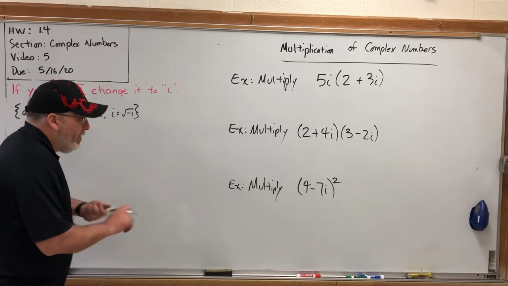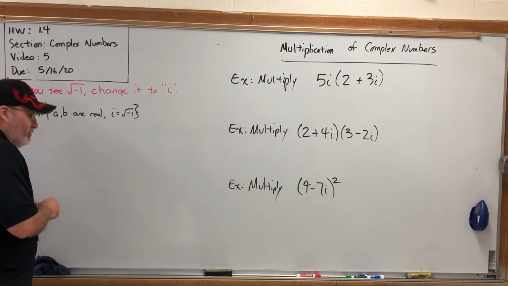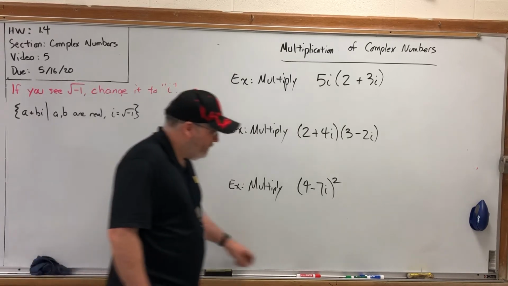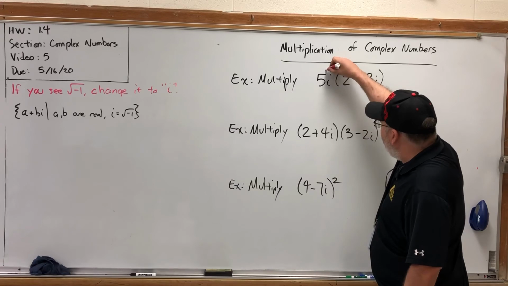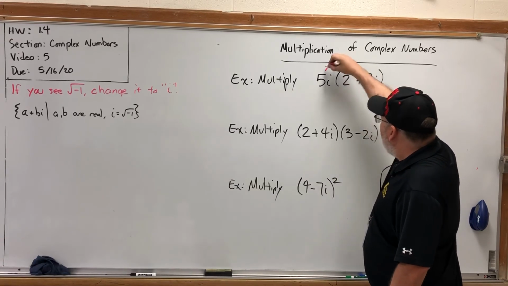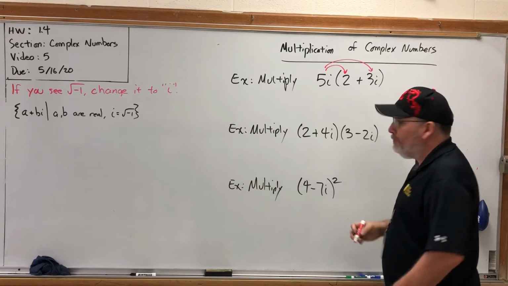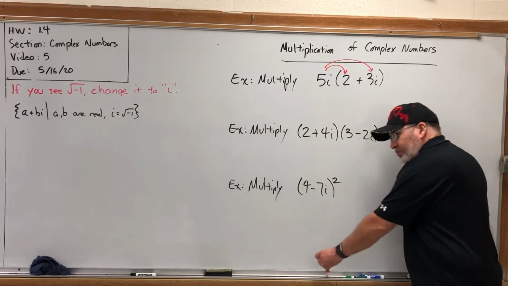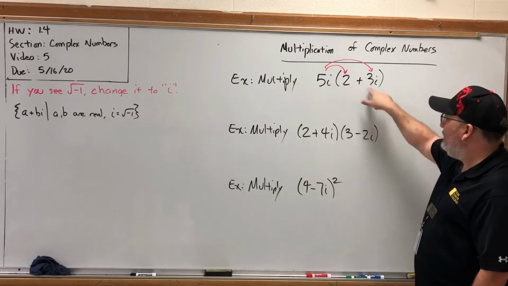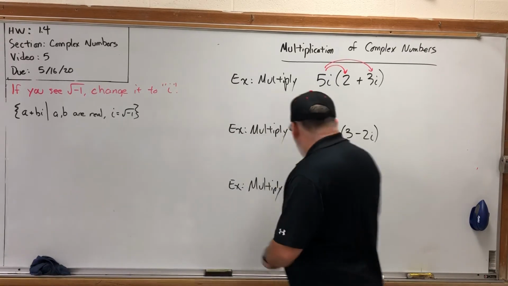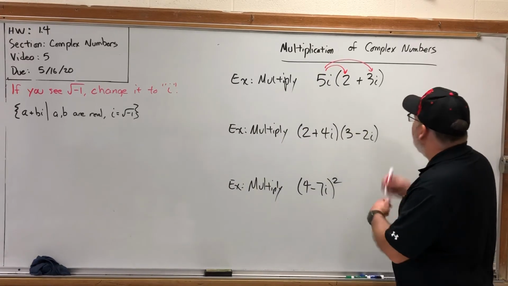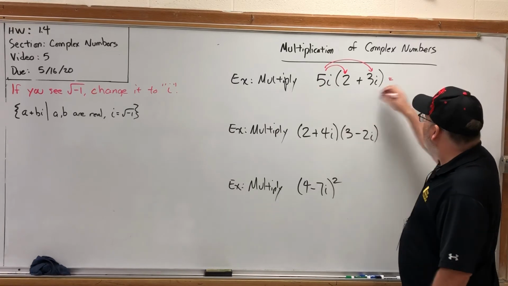On the first one, we're asked to multiply 5i times the quantity 2 plus 3i. This reeks of the distributive property, which says if you're multiplying something in front of parentheses, multiply it to each term inside the parentheses. Remember, terms are separated by pluses and minuses. This has two terms. Well, if the i were any other letter, I don't think we would be worried too much about this. 5i times 2 is 10i.